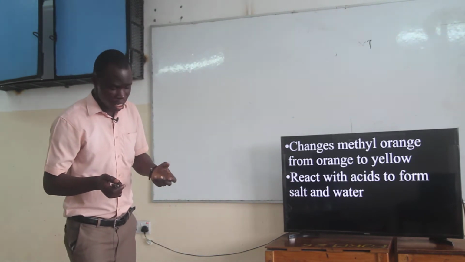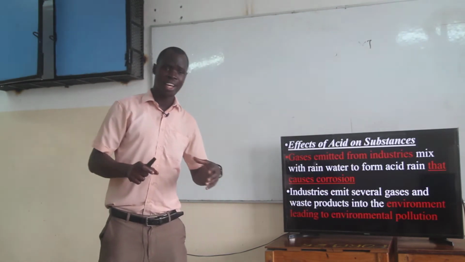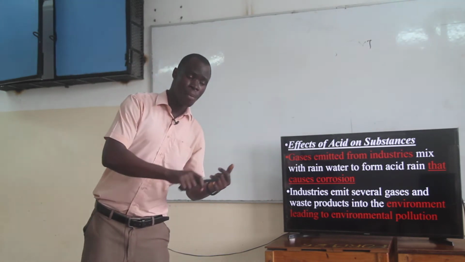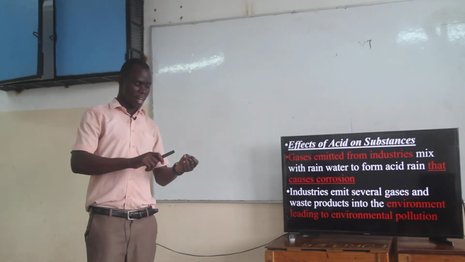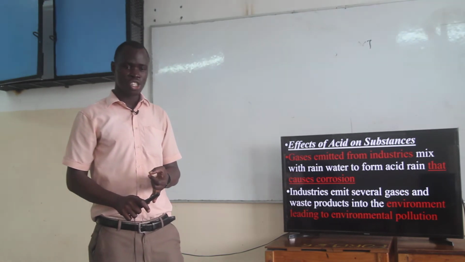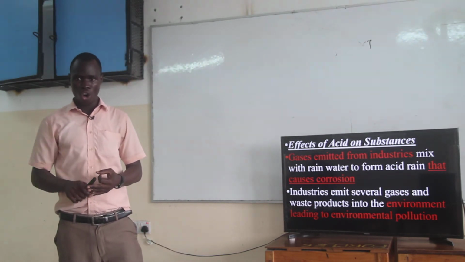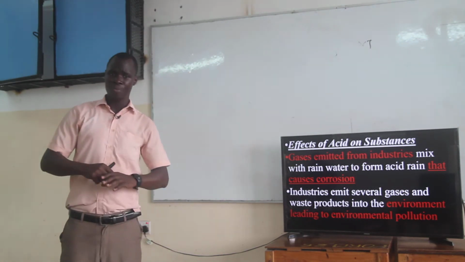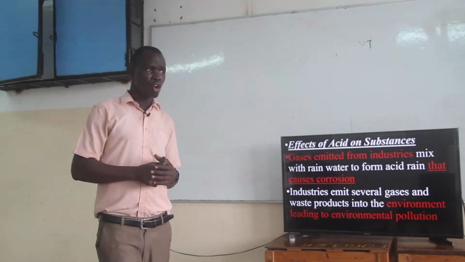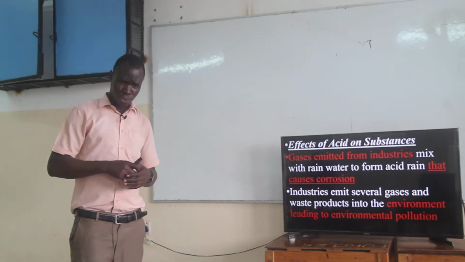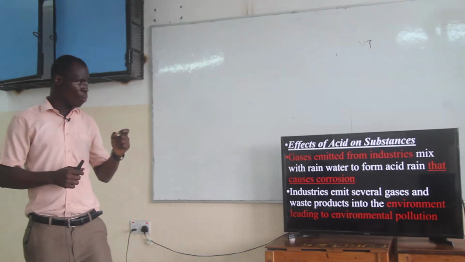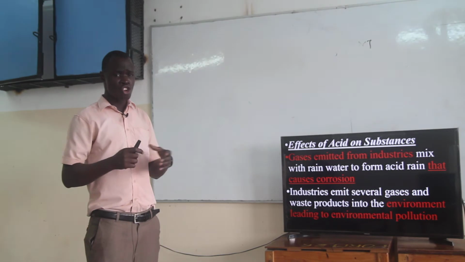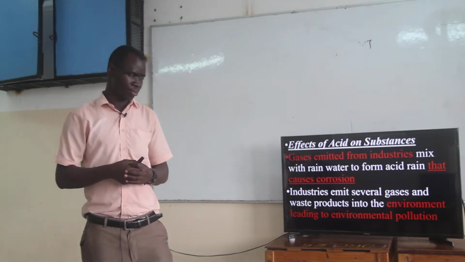Now, in industry, we've got gases that are emitted. There are three major gases that are emitted. We have carbon dioxide, nitrogen (II) oxide and nitrogen (IV) oxide, then sulfur (IV) oxide. So when these gases are released into the atmosphere, they mix with rain water, and when that happens, they form what we call acid rain. And once that acid rain has been formed, it is going to cause what we call corrosion.